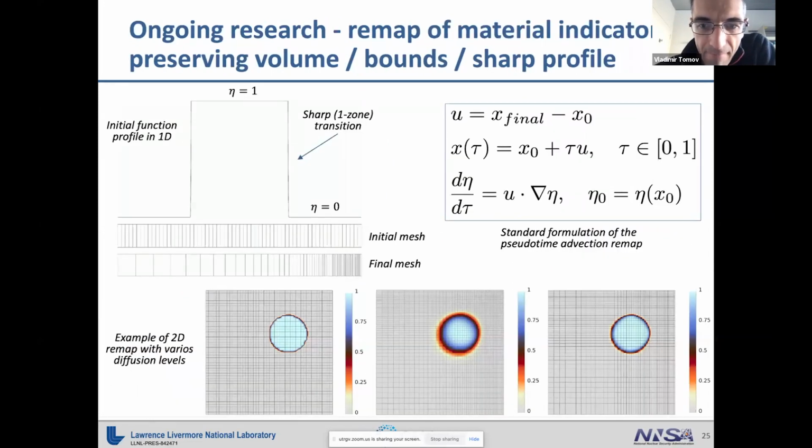So we've been looking at ways to make the profile sharper. So for example, 1D, very simple. This is an indicator function. So 1, the material is present, 0, material is not present. So if you start with this mesh and say you want to remap to this final mesh, ideally you want this profile to stay sharp. Here in 2D, this is the initial profile. See the mesh move. This is a bad diffused result. This is a better, sharper result.